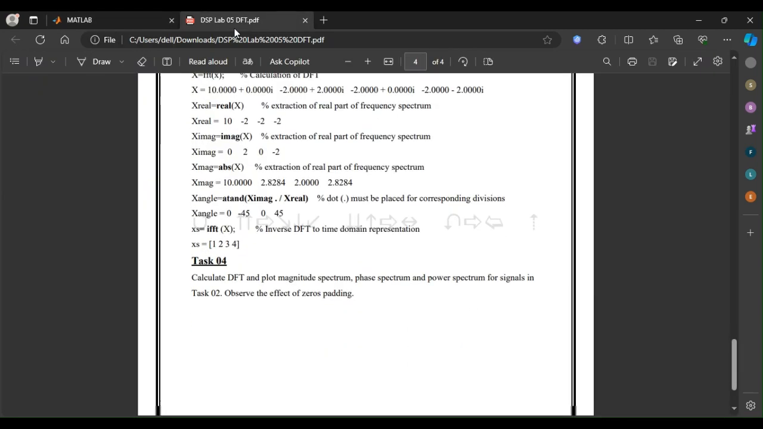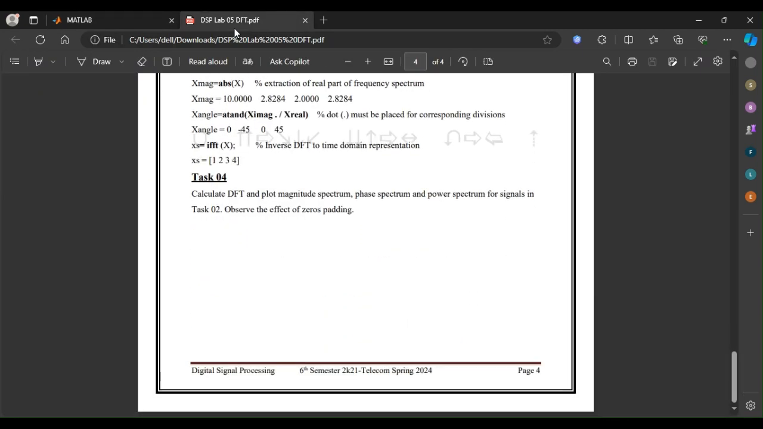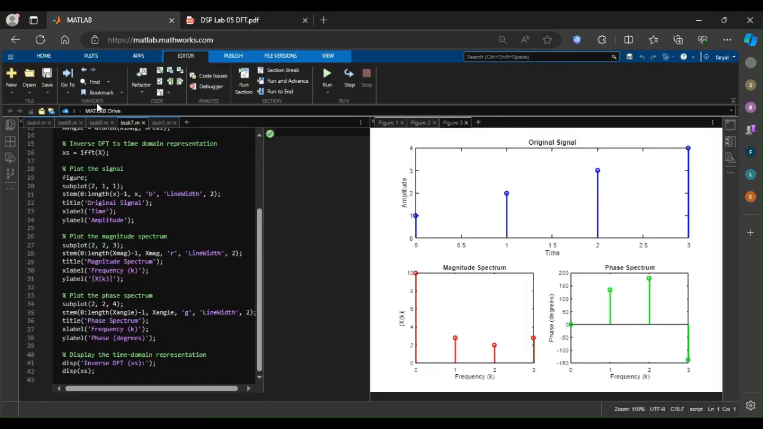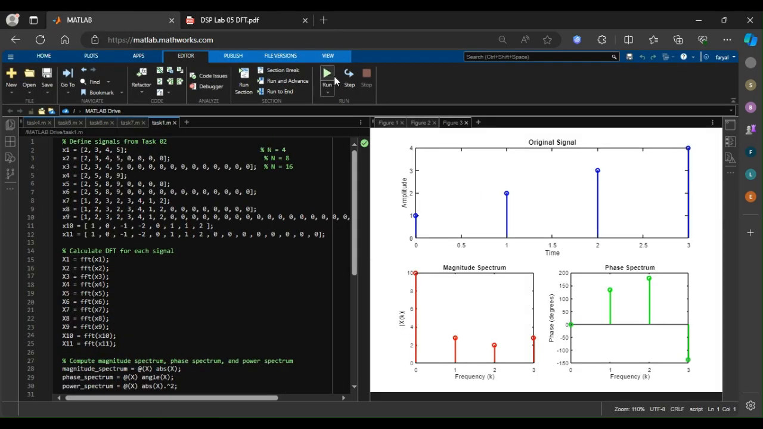Moving to our last task of today, that is calculate the DFT and plot the magnitude spectrum, phase spectrum, and power spectrum for the signals in task 2. Observe the effect of zero padding, and the output of this code is given below. So here in this code we basically calculate the discrete Fourier transform and plot the magnitude spectrum, phase spectrum, and power spectrum for the set of signals from task 2.